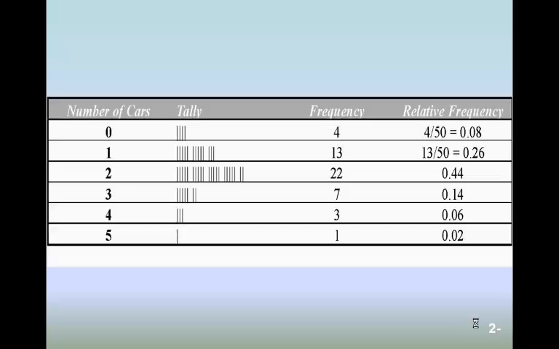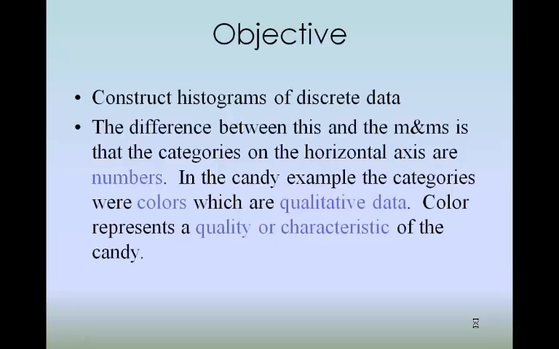These are the relative frequencies you should have calculated. Now let's look at how to construct histograms of discrete data. The difference between this and the M&Ms is that the categories on the horizontal axis are numbers. In the candy example, the categories were colors, which were qualitative data. Color represents a quality or characteristic of the candy.